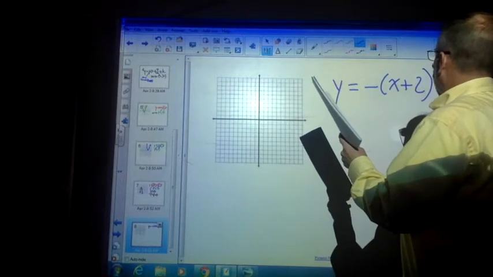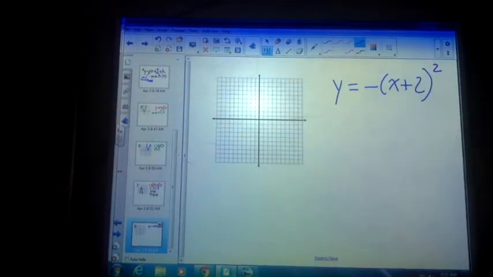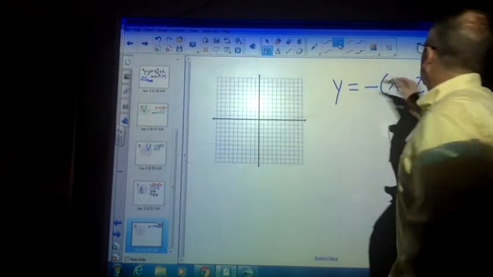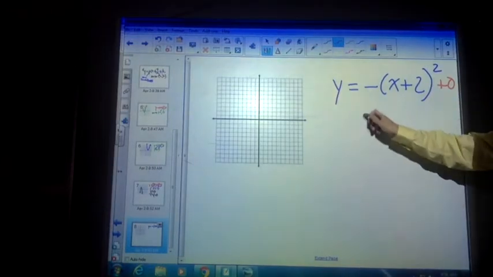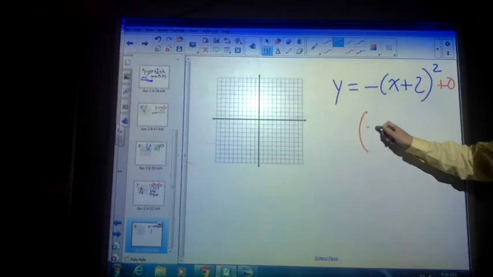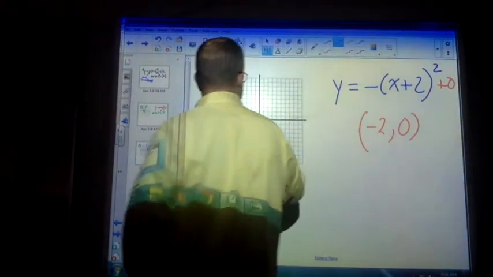You just flip everything from -1 to -5. Yep. Okay, quick question. Which letter are we missing up there? Good, we're missing k. If k is gone, it has to be what? It has to be a 0. So we're missing that k value. It's actually 0. Okay, so what's my vertex, do you think? Negative 2, comma 0. Cool. So negative 2, comma 0.